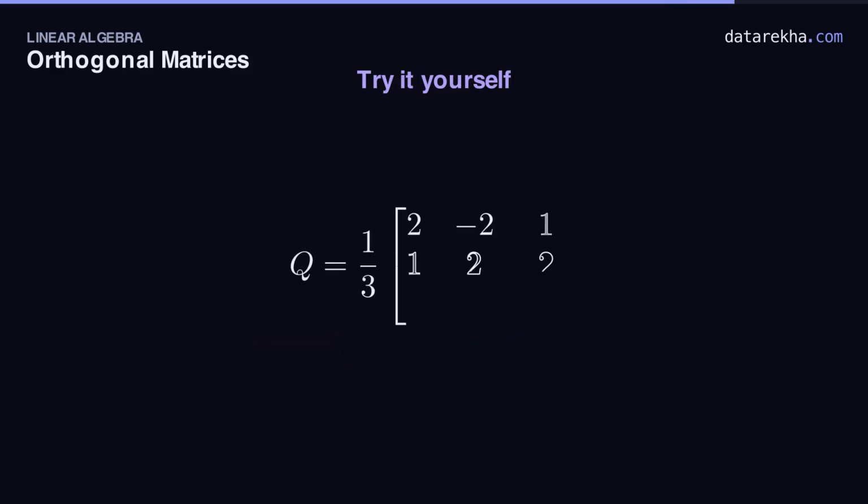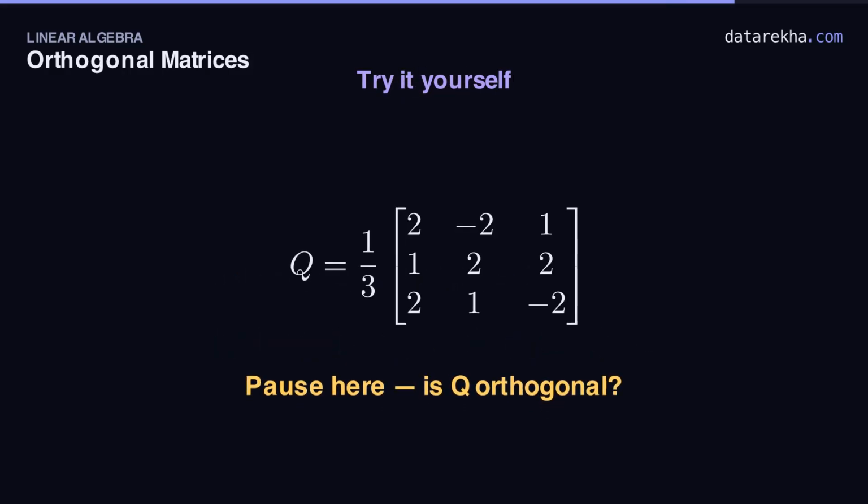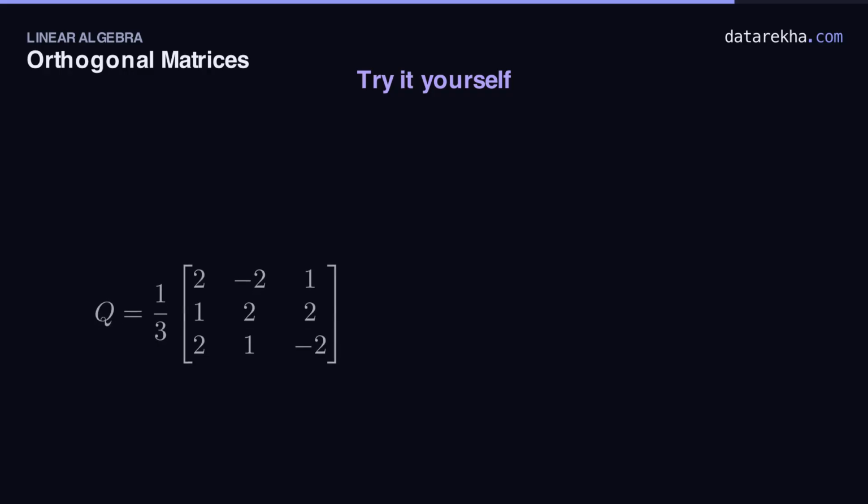Your turn. Here is a 3 by 3 matrix, 1/3 out front. Pause and decide whether it is orthogonal. Check that every column has length 1, and the columns are mutually perpendicular. I'll wait. Here is the walkthrough.